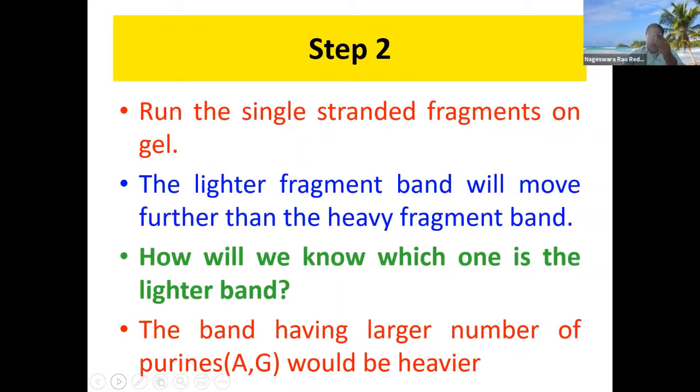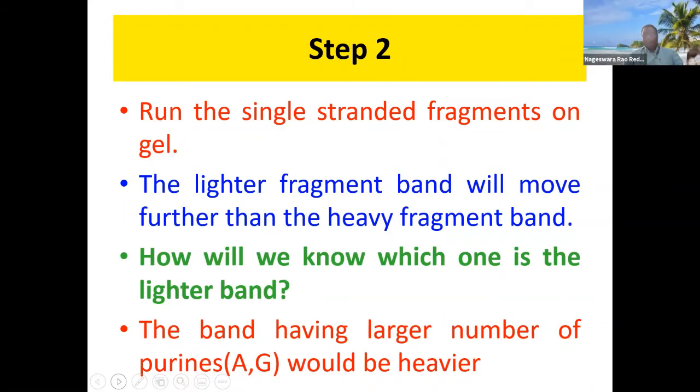Now, what are we going to do in the second step? Run the single-stranded fragments on the gel. The lighter fragment band will move further than the heavier fragment. And how will we know which one is a lighter band? The band which has the larger number of purines would be heavier. This is the step we do.